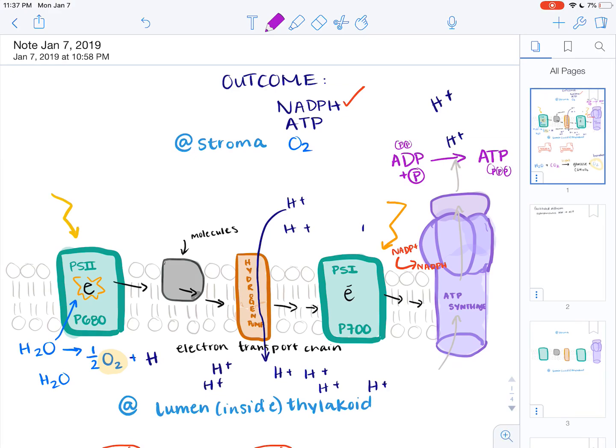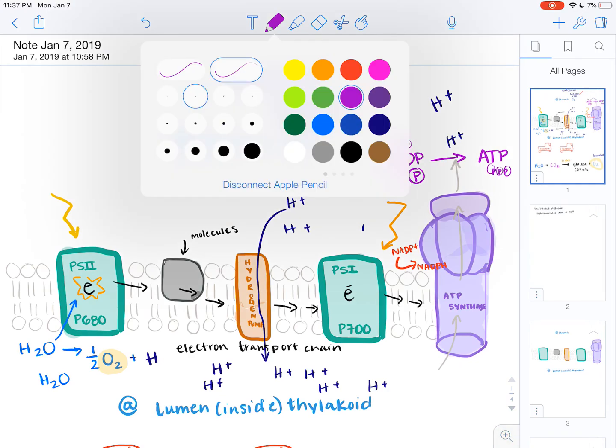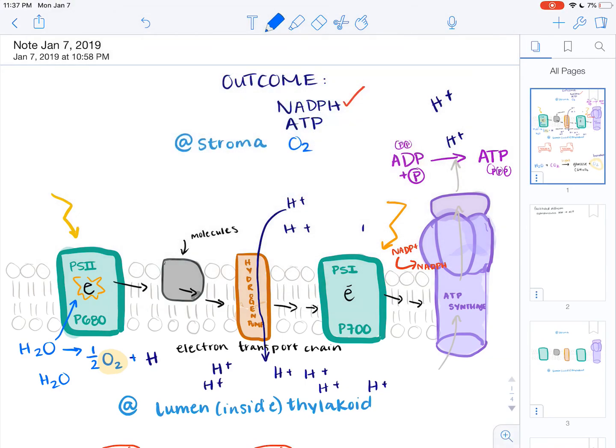So yeah, we made ATP, right? So let's look back at our checklist. We needed NADPH, we made that. We needed oxygen, we made that as a byproduct. And we needed ATP, which is what we made through the ATP synthase.